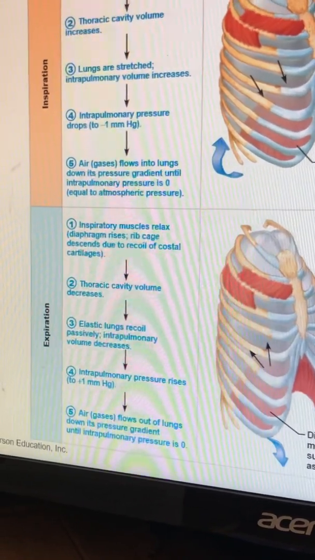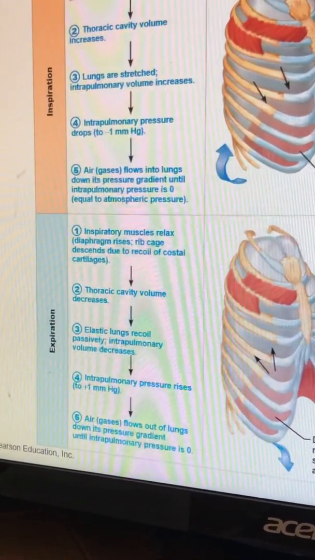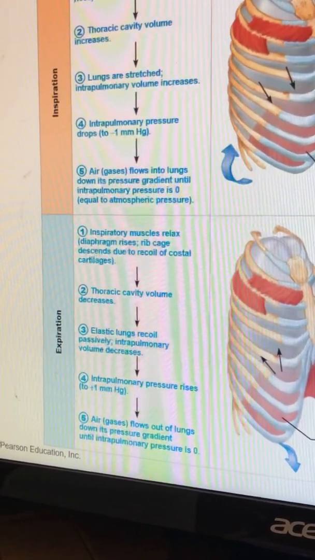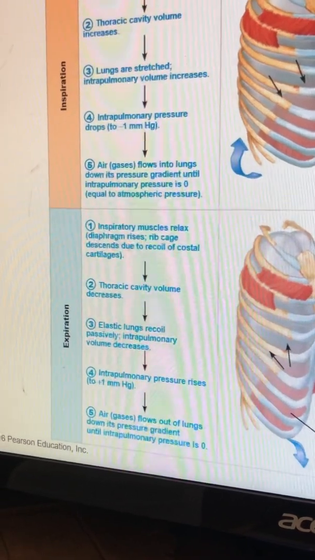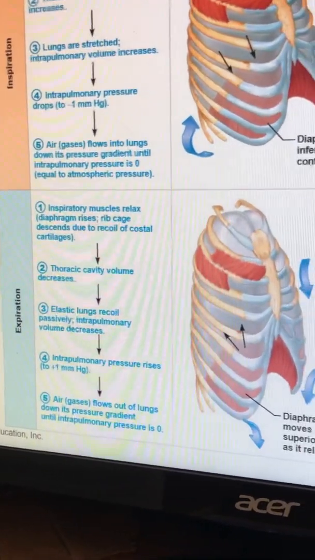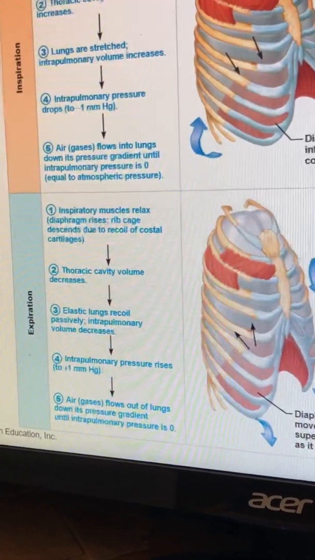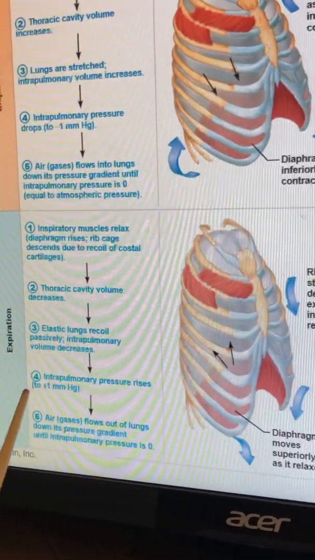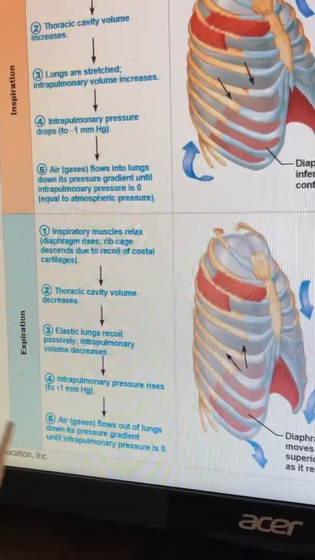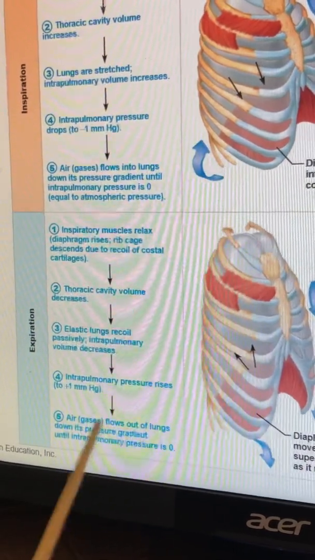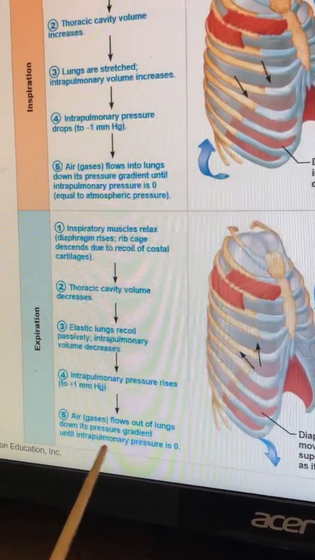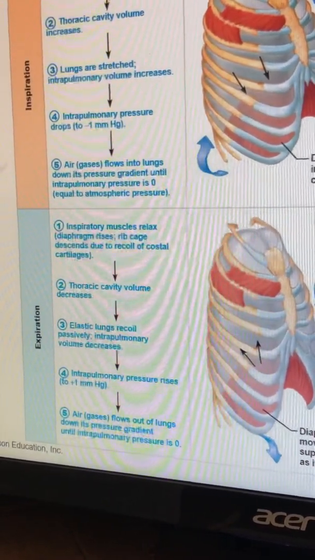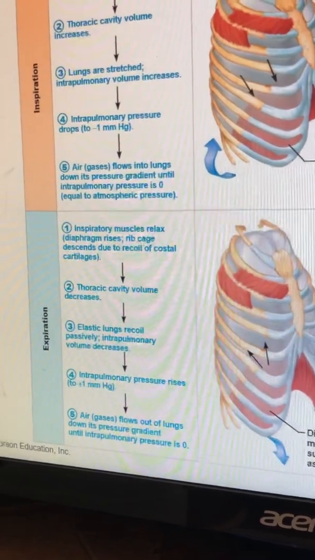Usually I take a rubber band, and if I stretch it and let go of it, the rubber band will go back to its normal smallest size. Your lungs do the same thing. As you are exhaling, the lungs will lose the air that's in there, and they'll reflexively go back to their smallest size. The intrapulmonary pressure will rise again up to +1 millimeters of mercury, and the air gases will flow out of your lungs through a pressure gradient until it's back to 0. So you're breathing in, the diaphragm drops down. You're breathing out, the diaphragm goes back up, and the lungs get back to smaller.